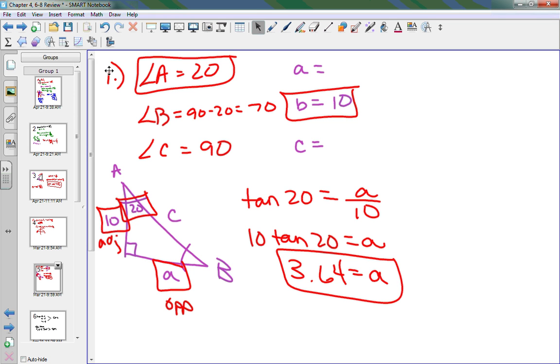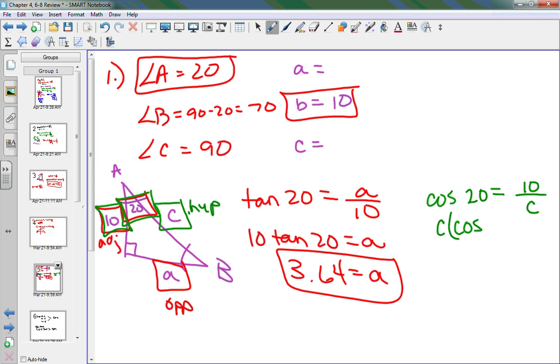You can use A squared plus B squared equals C squared, but I'm not a fan of doing that. So I'm going to use angle A equals 20, side B, which is 10, and now I need to find side C. So what trig function deals with adjacent and hypotenuse? The cosine of 20 is equal to 10 over C. So that means C times the cosine of 20 is equal to 10. So C is equal to 10 divided by the cosine of 20. And what is 10 divided by the cosine of 20? 10.65.